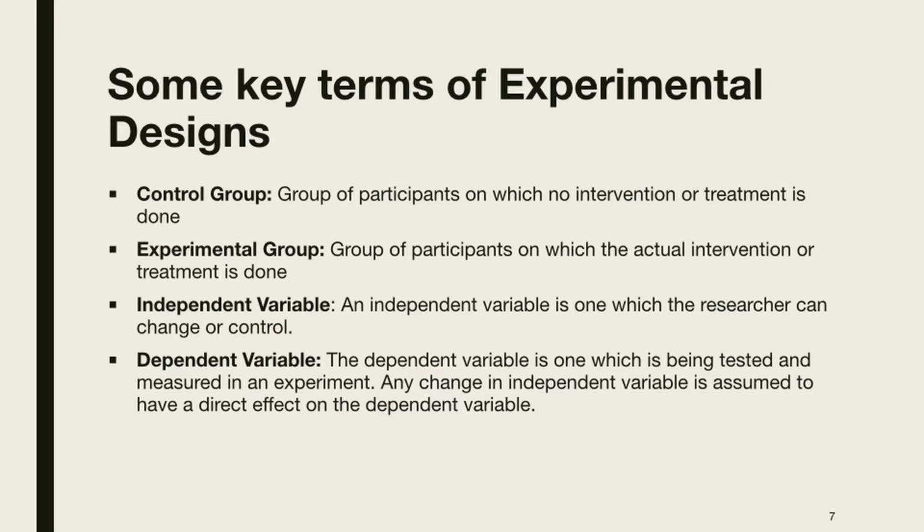Primarily, there are two variables, a dependent variable and an independent variable. An independent variable is one which the researcher can control or change. The dependent variable is one which is being tested and measured in the experiment. Any change in independent variable is assumed to have a direct effect on the dependent variable.